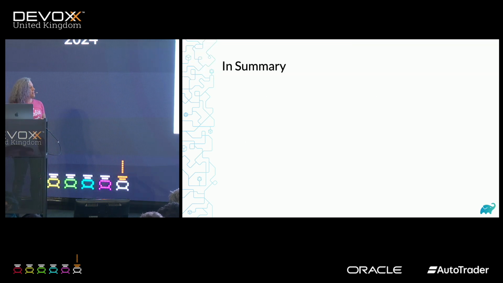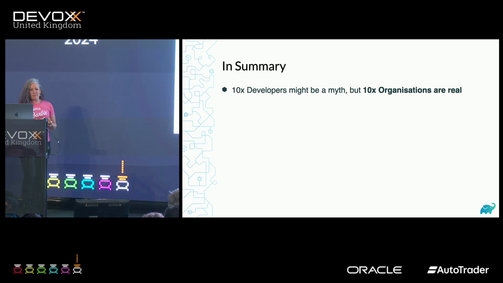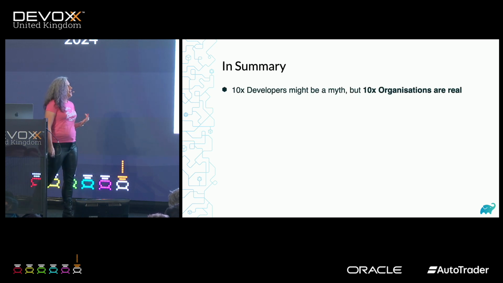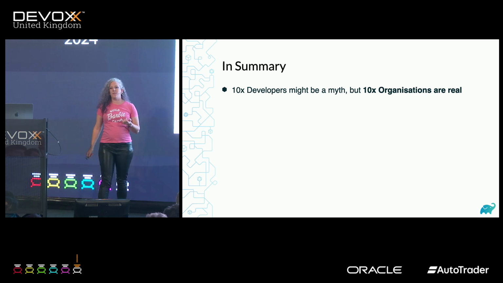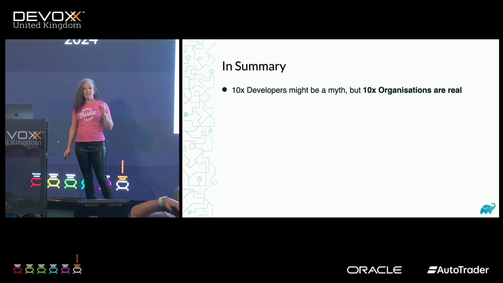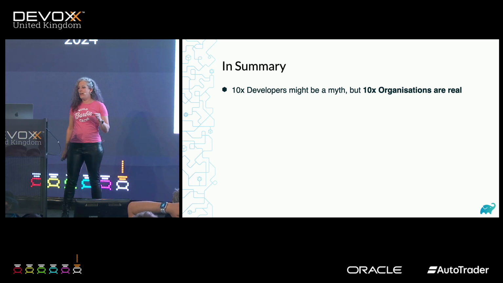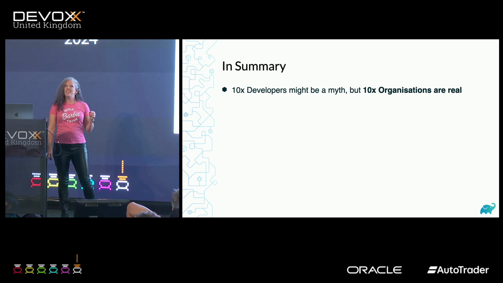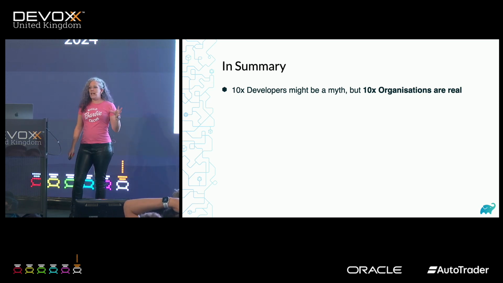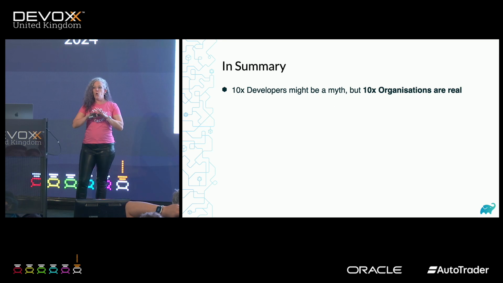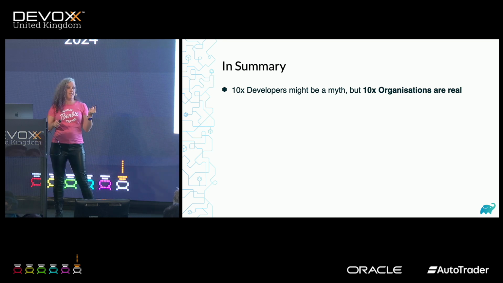So, oh my goodness, I'm actually going to have time for questions. I am shocked. In summary, I'm not sure if 10x developers exist, but 10x organizations definitely do exist. They demonstrably exist. So there is evidence to show that 10x organizations are real. There are things that organizations can do to make all of their developers more effective. And I think that's much more cost-effective than trying to identify a single 10x engineer.